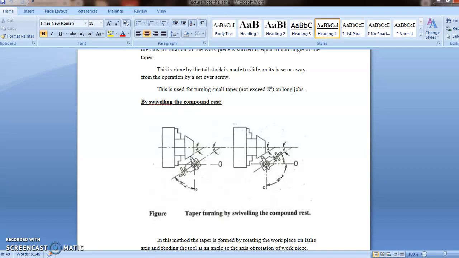Next, and the important one, that is by swiveling the compound rest. The principle of this method is to rotate the workpiece on the lathe axis and feed the tool at an angle to the workpiece. The tool mounted on the compound rest is attached to a circular base which is graduated in degrees. Once the compound rest is set at the required half taper angle, the corresponding taper is generated. The movement of the tool is controlled by hand, so it has low production capacity.